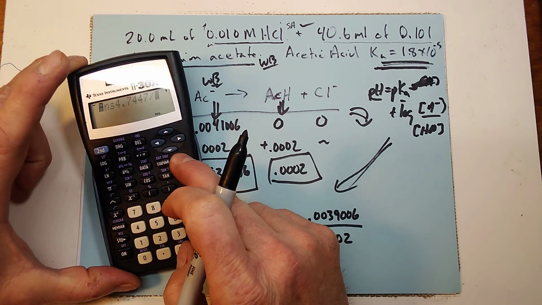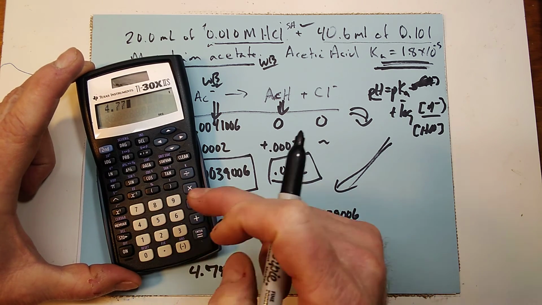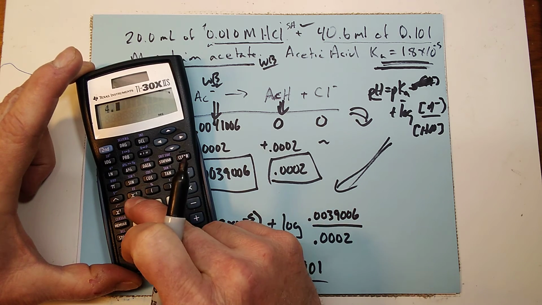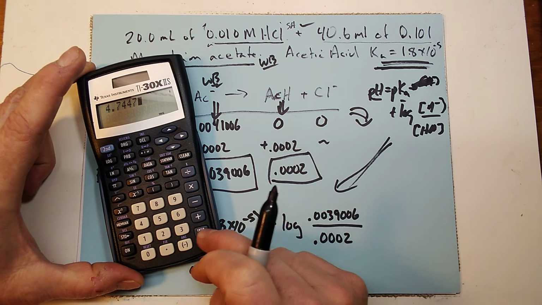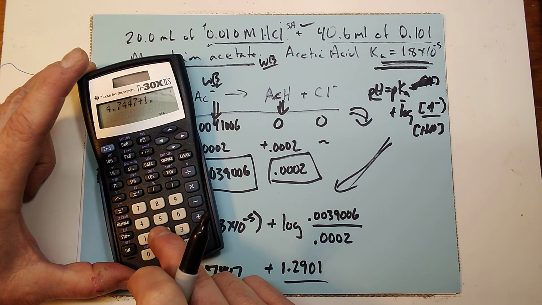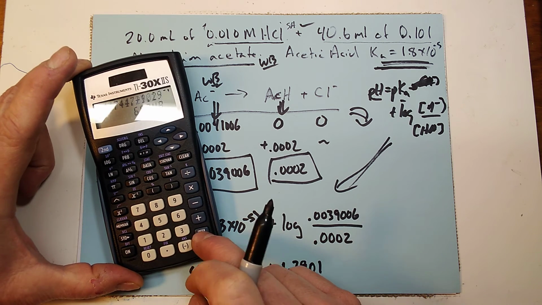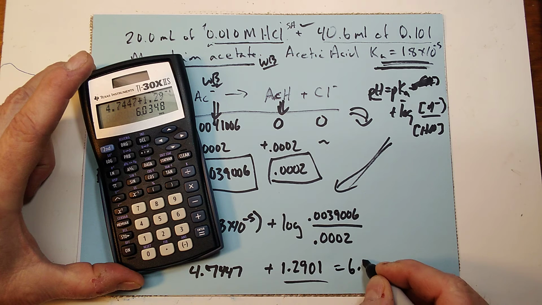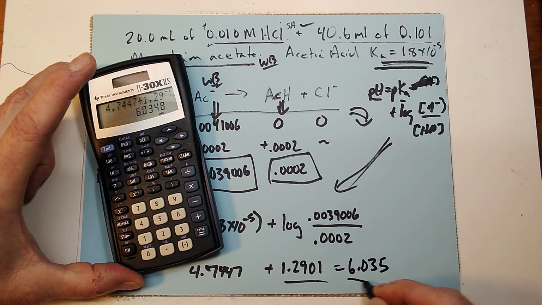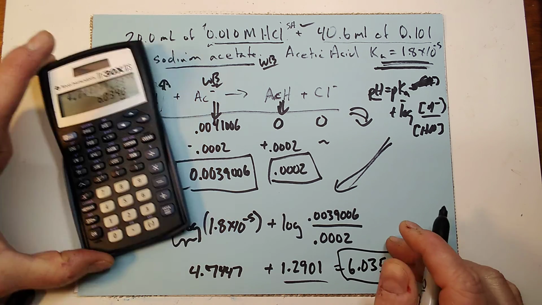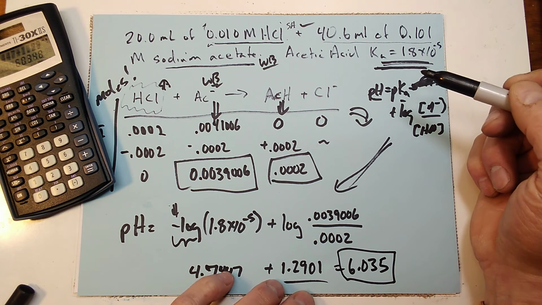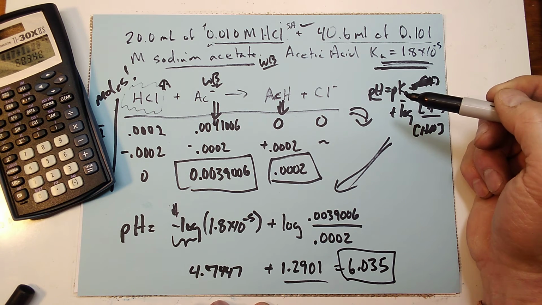4.7447 plus the 1.2901 equals 6.035. That is our pH.